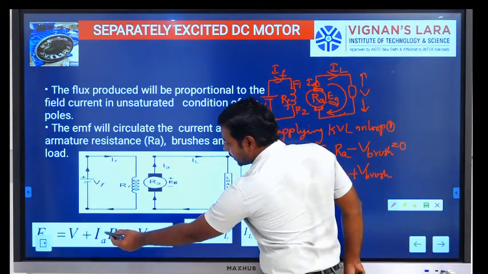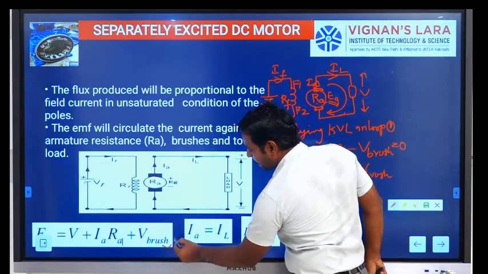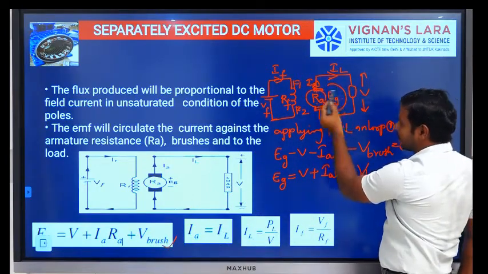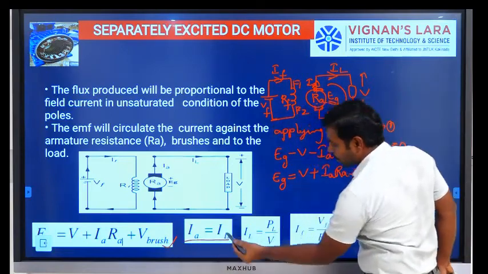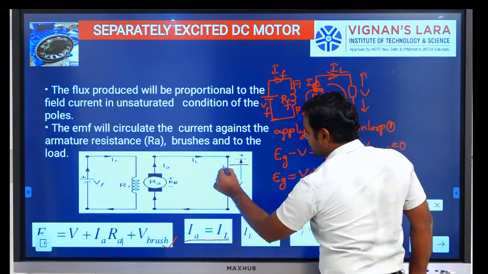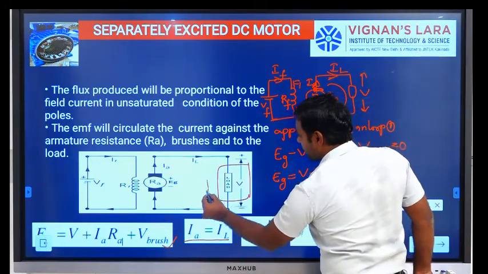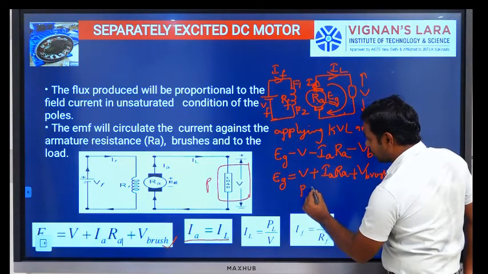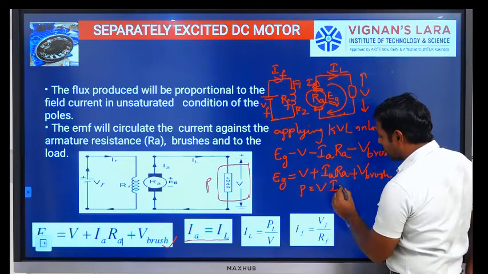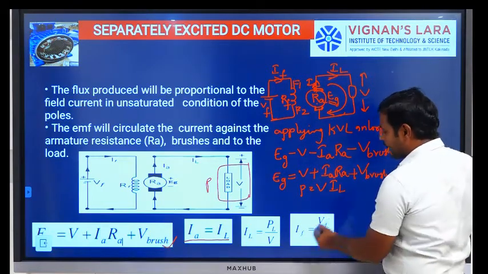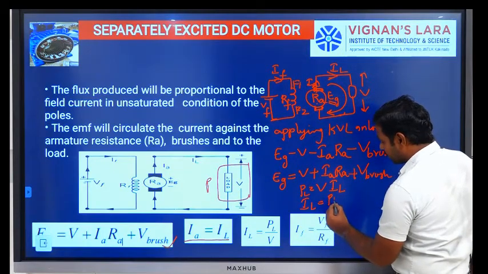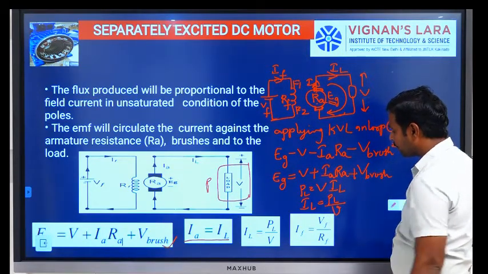So EZ is equal to V plus Ia Ra plus V brush. Second one is armature current and load current, both are in series. So that's why Ia is equal to IL. So in this, we can find out the power. P is equal to V into I. In this, current in load is equal to IL. So from this equation, load current IL is equal to PL divided by V.